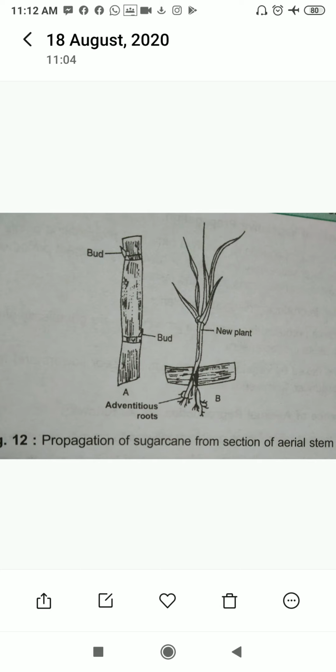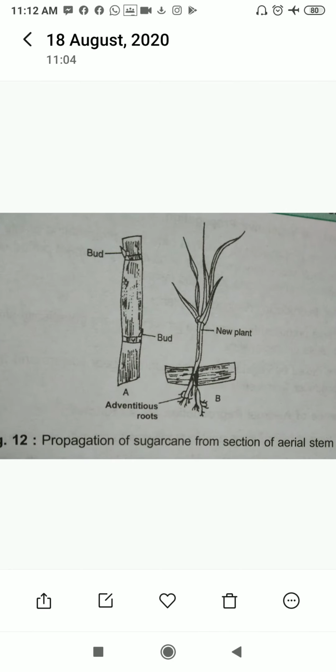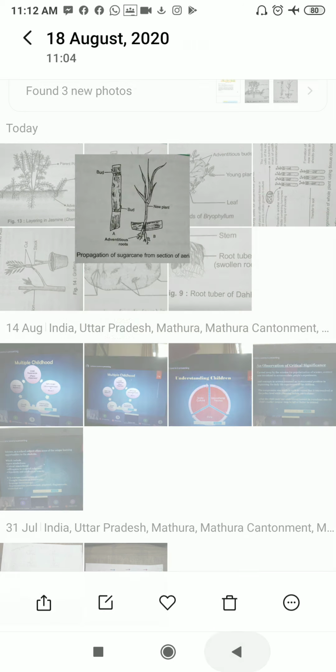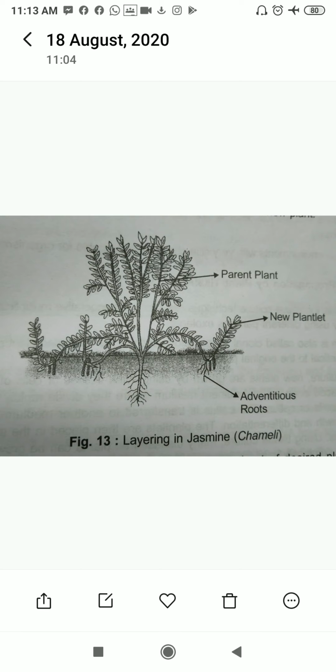In layering, a part of the stem of a plant is buried in the soil while it is still attached and supported by the parent plant. Soon, the layered stem grows roots and later develops into a new plant. And for this, I can show you a picture of layering. It is done in jasmine, that is chameli. You can see this is the stem of the plant. And one more thing, these plants are a little low, their branching starts from almost ground level, very near to the ground.